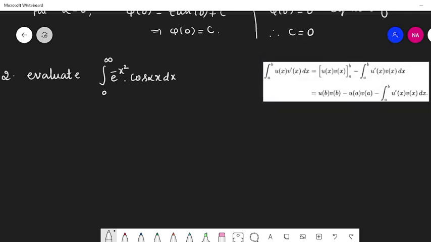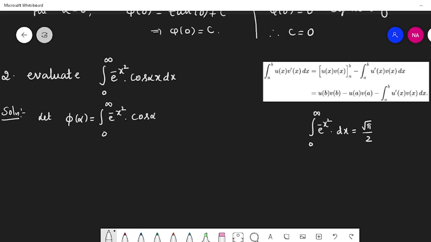And the second point to keep in mind is integral 0 to infinity e power minus x square dx is equal to root pi by 2. So these two things you need to keep in your mind. Okay, now solution. Let phi of alpha be integral 0 to infinity e power minus x square cos alpha x dx. Call this equation 1.